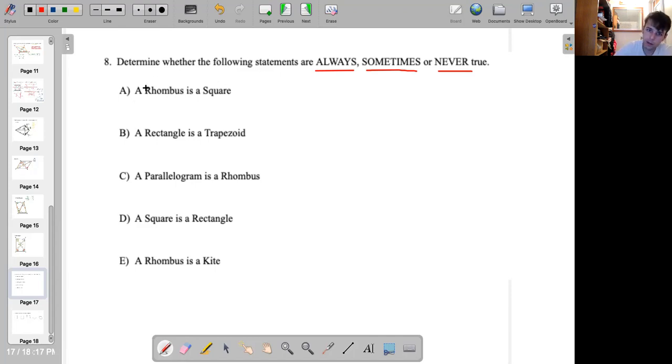I could draw an example where it is, and I could draw an example where it isn't. That's sometimes. Never means there's no way I can make a rhombus that is a square. So we have to keep in mind what all of our defining characteristics are as we're doing this. So what makes something a rhombus? It just means that we have congruent sides. That's all we really need to know for congruent sides. Square has that same property, congruent sides, but it also means 90-degree angles.